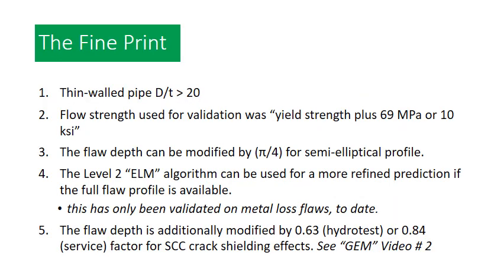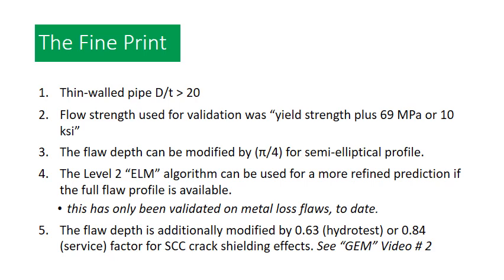There is some fine print on the model, but I really need to address situations with various flaw types. So I hope you'll bear with me here. The original GEM derivation work was essentially a flat plate solution. So in order to use it for pipe, we need to specify thin wall pipe of about D over T of 20 or more. That's a somewhat arbitrary value. I think if you go to smaller pipe and thicker wall, you'll probably end up with extra conservatism in your assessments, but that's a work in progress.